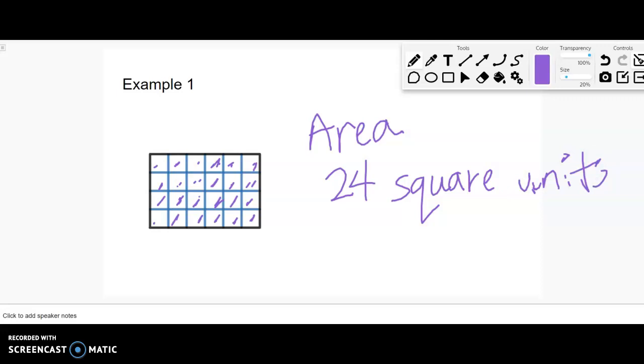Again, make sure that you're doing these problems with me on your note paper. Now, the next example is not going to have a grid, so I'll show you how to use the formula. Because counting the squares is not always super efficient. What if it's 24 by 36? That's a lot of squares to count, so there's a more efficient way we can figure it out.